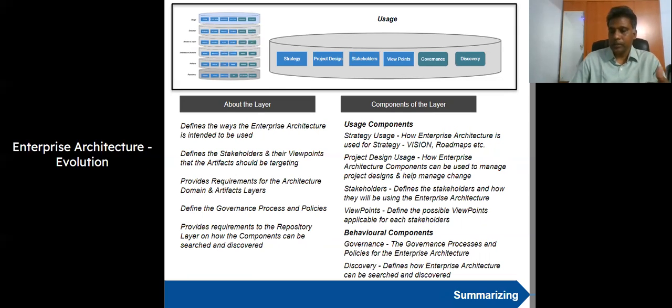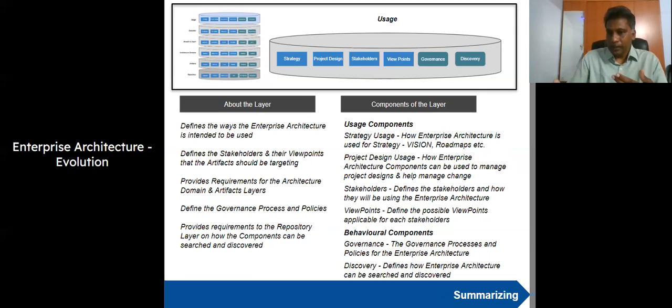The two other usages of the enterprise architecture we need to pick on are the strategy aspects. How are we going to strategically use the enterprise architecture? How are we going to drive business decisions, and what business decisions do we want to drive from the enterprise architecture, using it as a base? The second aspect is the project design aspect.